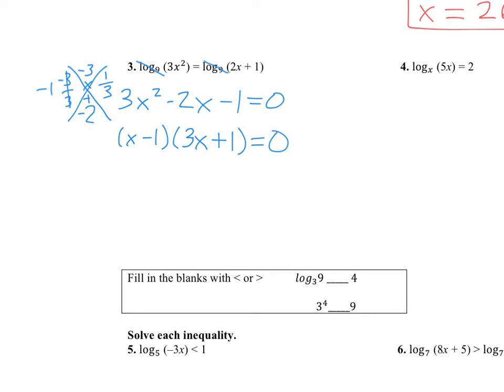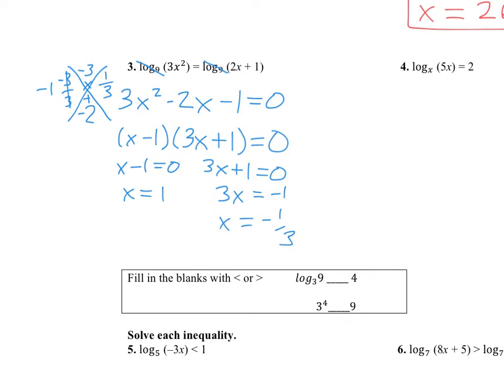Okay, using the zero product property, one of those has to equal 0. So either this equals 0 or that equals 0. So x could equal 1 or x could equal -1/3.